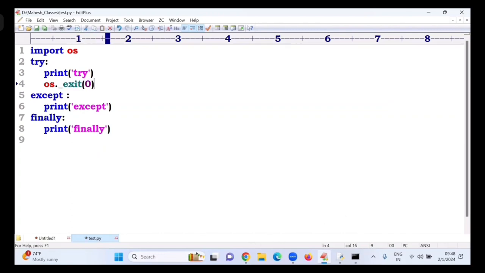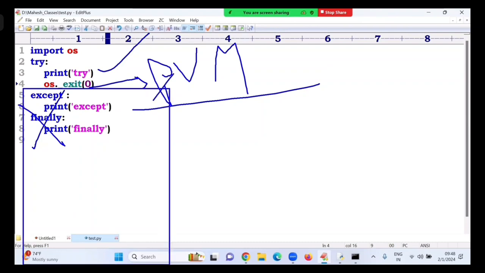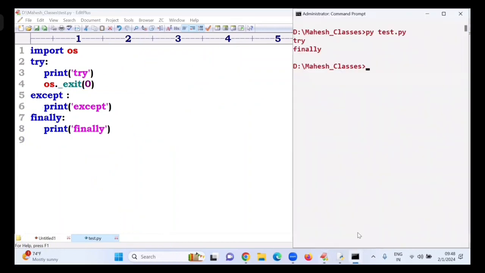In this case, the first statement is executed. Whenever this statement is executed, your PVM will be gone. The PVM will be shut down. Then automatically the except block will not run, even if the next 100 lines of code are there. The total program is terminated. Now only the try block executed. Finally not executed. Check this.